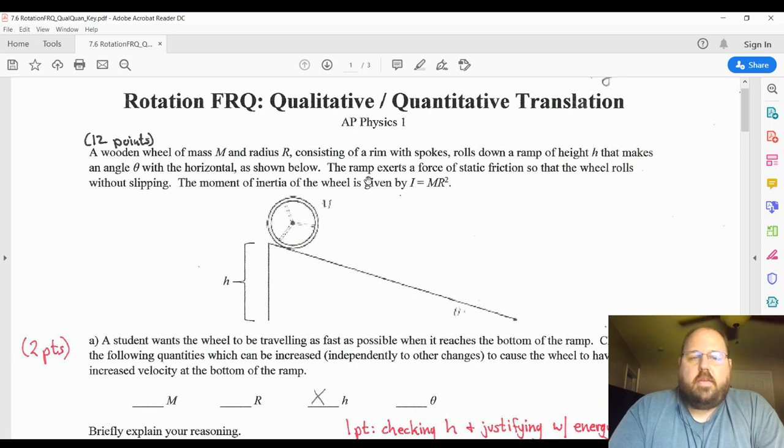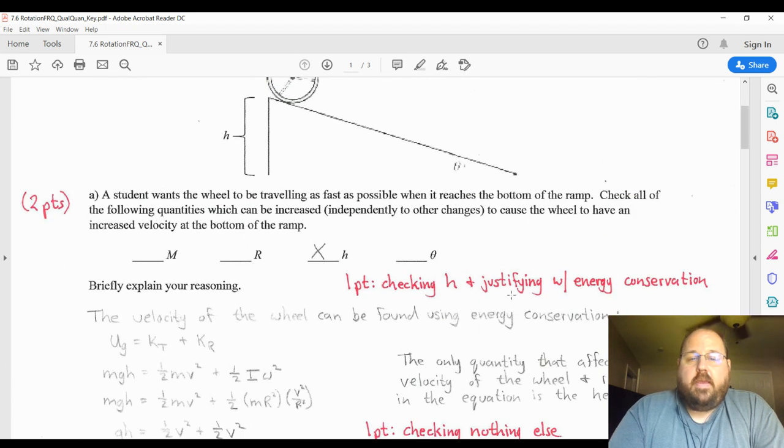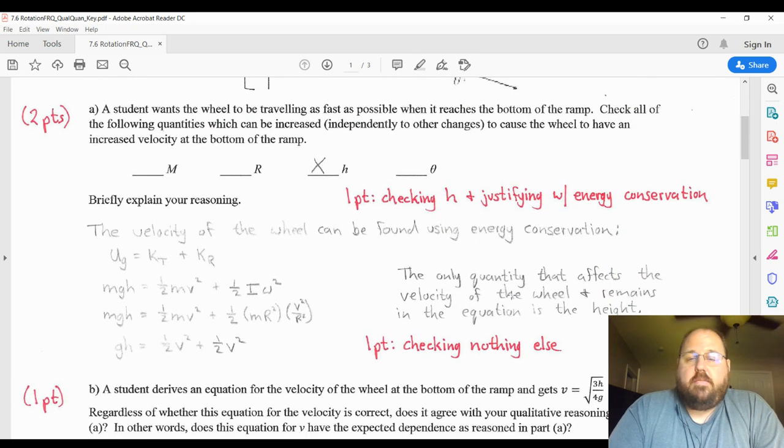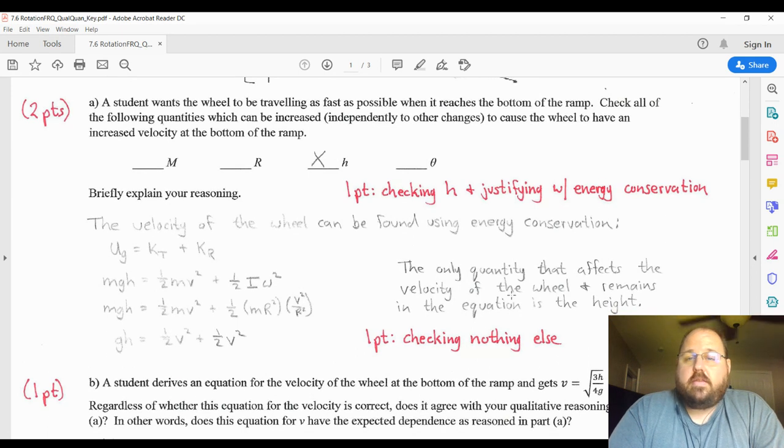So in this question, we've got this wheel at the top of a ramp, and we're given the moment of inertia equation, and this thing is going to roll down without slipping to the bottom of this ramp. And we want it to be going as fast as possible when it reaches the bottom, and we're supposed to check what things could be increased to cause it to have an increased velocity at the bottom of the ramp. So part A is worth 2 points.